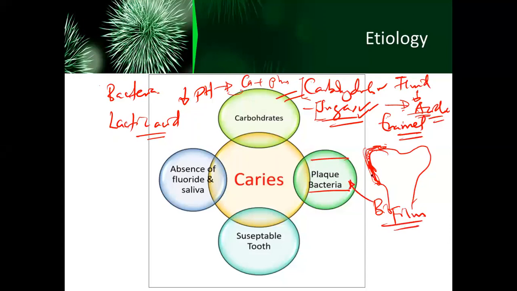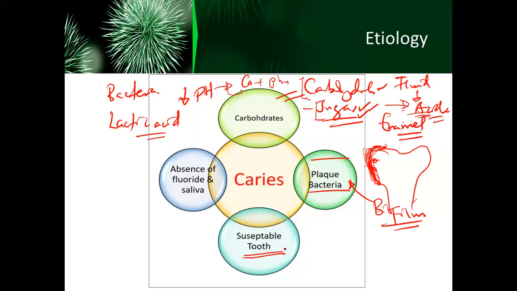Now imagine if this film or this plaque is made up of bacteria that is breaking down, for example, sugar to produce lactic acid. And then that causes destruction of the enamel. So it becomes even very difficult to kill it. So the plaques of bacteria, or the biofilm, is also a predisposing factor.